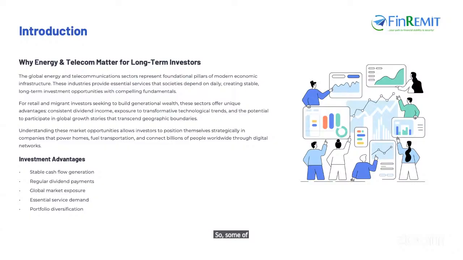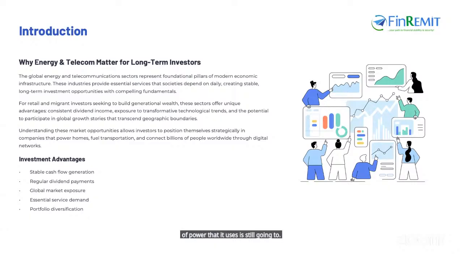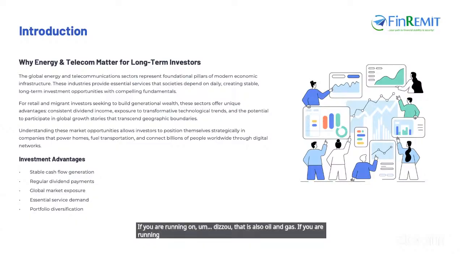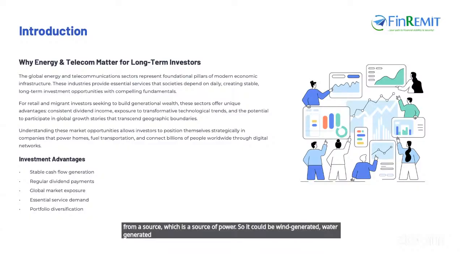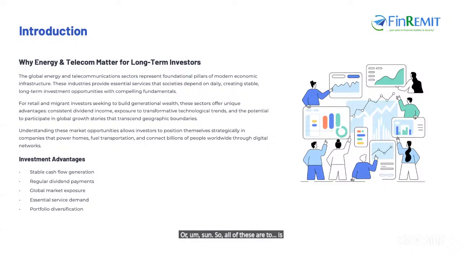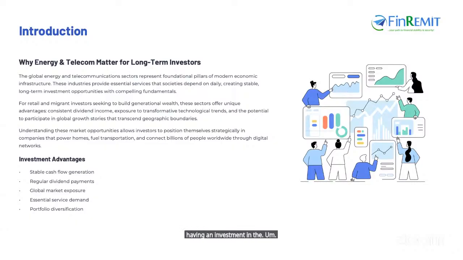Some of these vehicles have to run on three things: either they run on petrol, or they run on diesel, or they run on electricity. So whichever method of power they use is still going to come back to the energy sector. If you are running on fuel, that is oil and gas. If you are running on diesel, that is also oil and gas. If you are running on EV, then you need electricity. The electricity also has to be generated from a source of power. It could be wind generated, water generated, that is hydro, or sun. So all of this is a great insight that we need to start thinking toward investing in the energy and telecommunication sector.